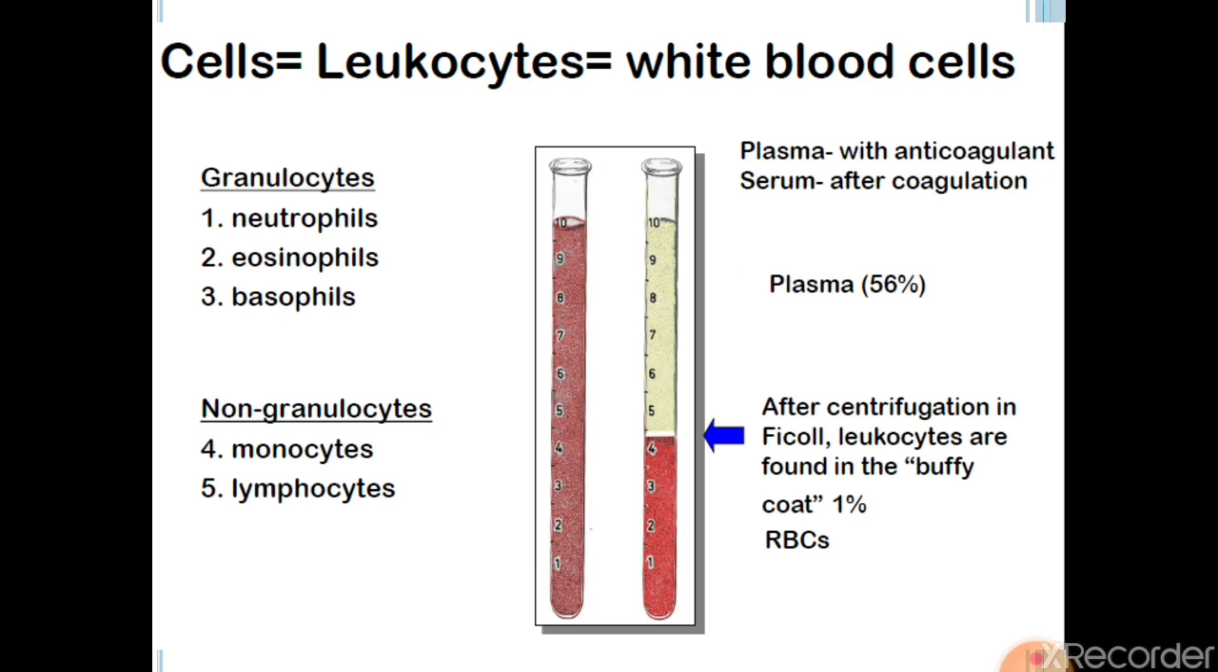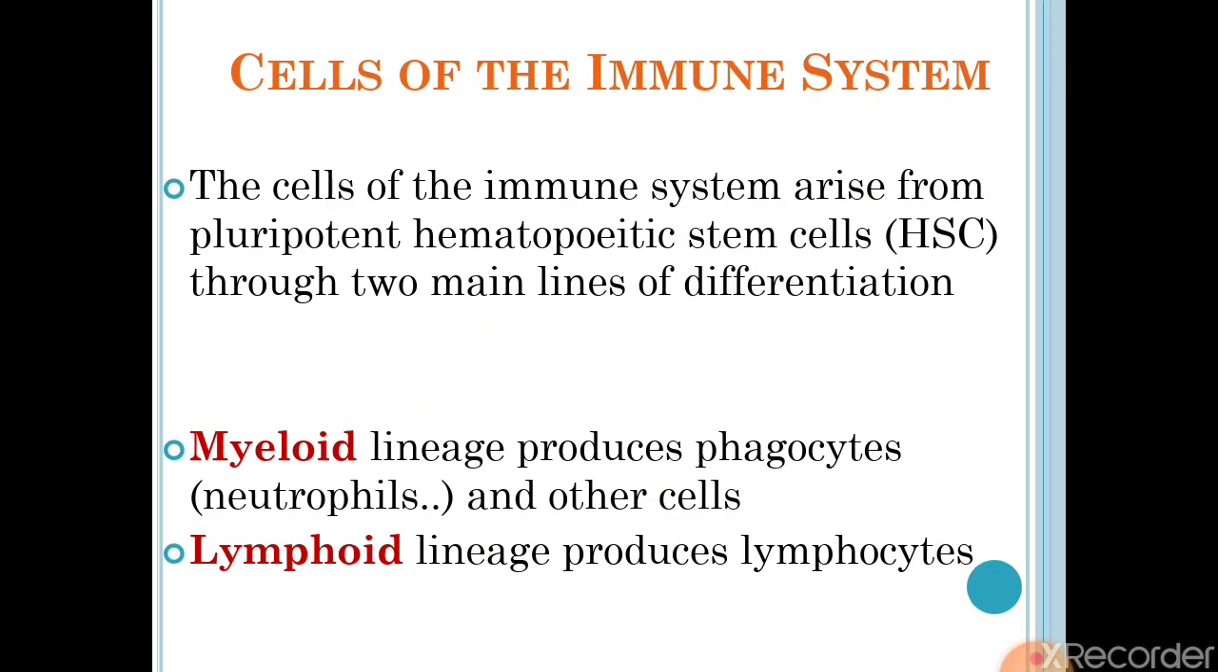Now, as you know the difference between the plasma and the serum, the plasma is the clear portion when we are using the anticoagulant. Okay, and if we are not using anticoagulant, then after the coagulation, the clear portion which you will get is the serum. So, after centrifugation of blood, leukocytes are found in the Buffy coat. That is the 1%, and the other part will contain the RBCs.